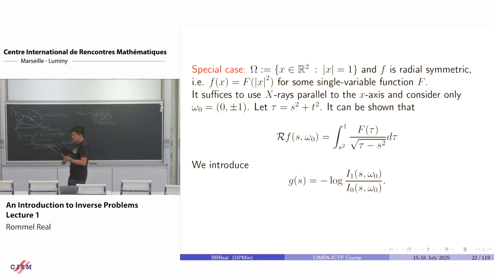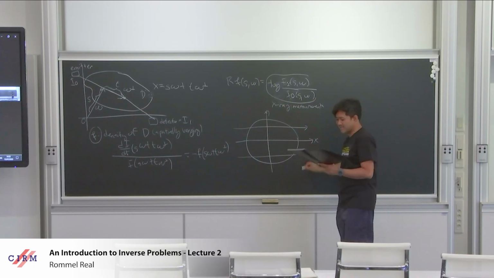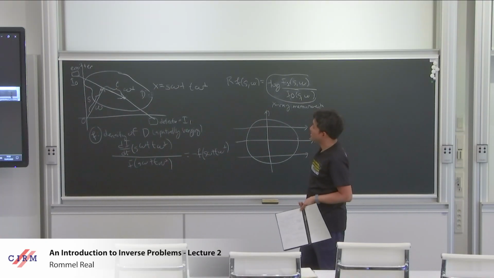So now let's consider a very special case. Let's suppose omega is actually a circle, something like this. So let me just write it here. It is a circle with radius 1. Then suppose f is radially symmetric. That means f of x is equal to the value of a single variable function, capital F, taken at the norm of x. And then it suffices to use X-rays parallel to the x-axis.